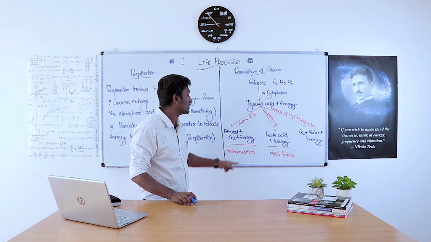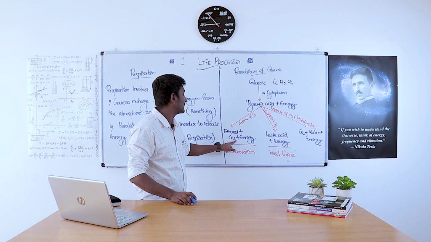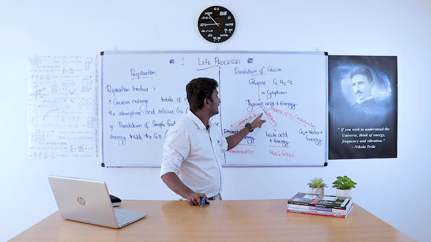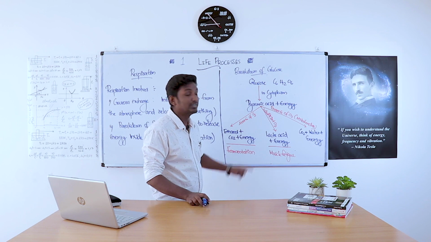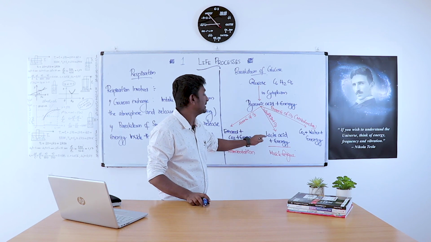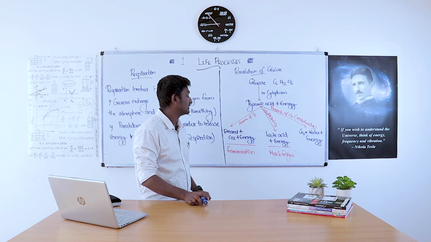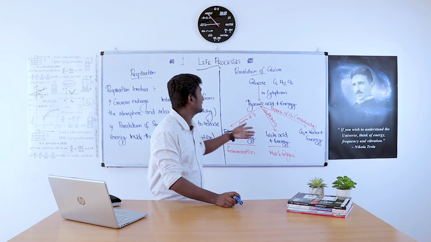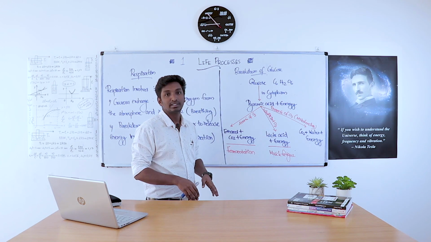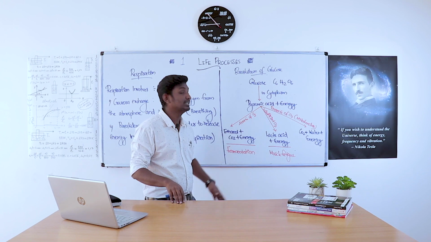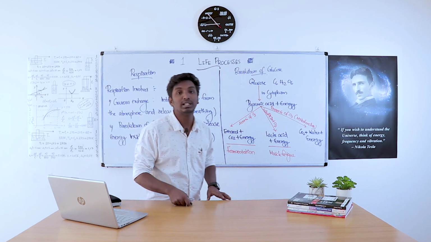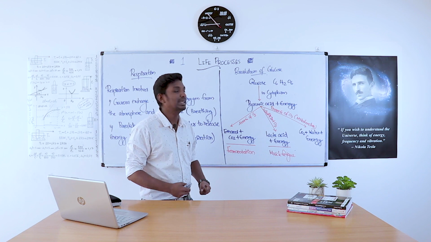In the absence of oxygen, it is converted to ethanol plus CO2 plus energy, and the process is fermentation. If there is insufficient oxygen, it becomes lactic acid plus energy. That is what happens in muscle fatigue. When we are doing continuous exercise, oxygen level decreases. Due to the insufficient level of oxygen, lactic acid and energy are produced, and the lactic acid is accumulated in the muscles. That's why we feel pain.